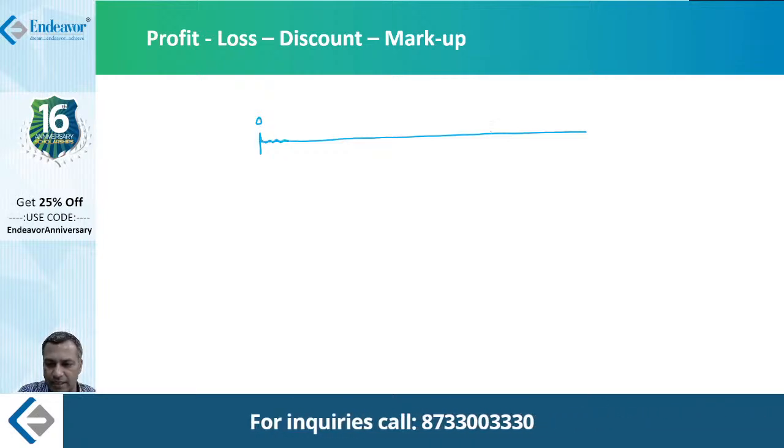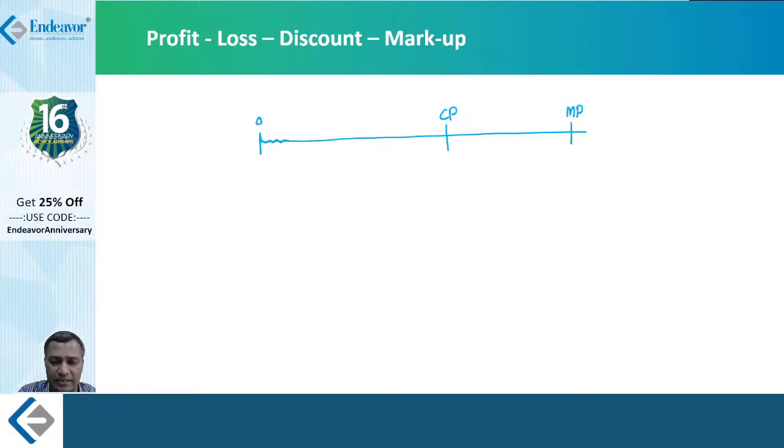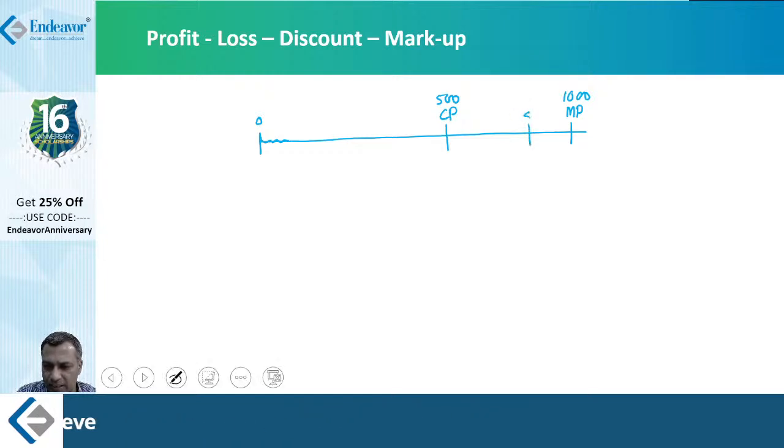So on the number line, let's assume that here is my cost price. You brought a commodity at some price and you mark it up. Say, for example, 500 is the cost price of the item. You marked it up as 1000, which means you bought the item for 500 and marked 1000 on it. Say you sold somewhere in between on the number line, this is my selling price. Say this corresponds to 800.